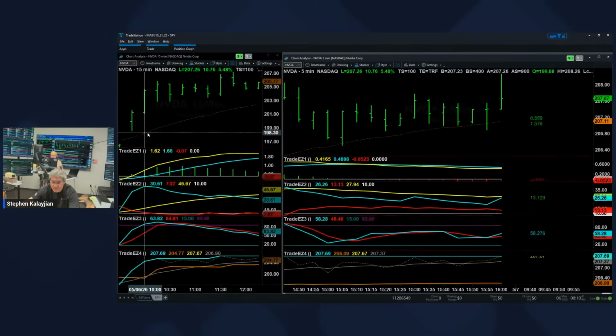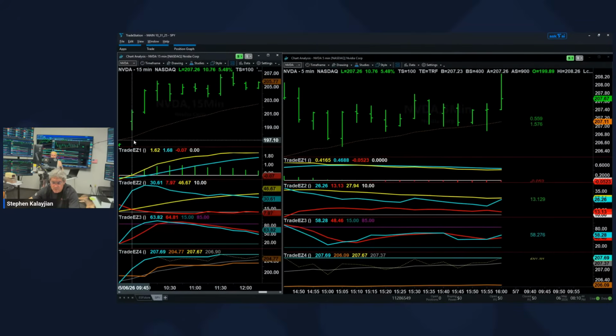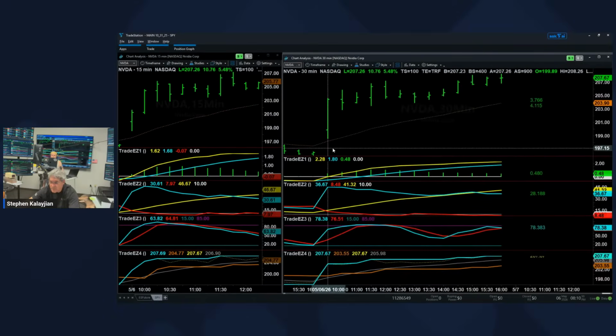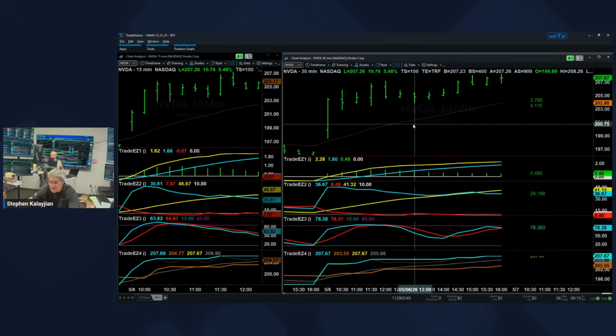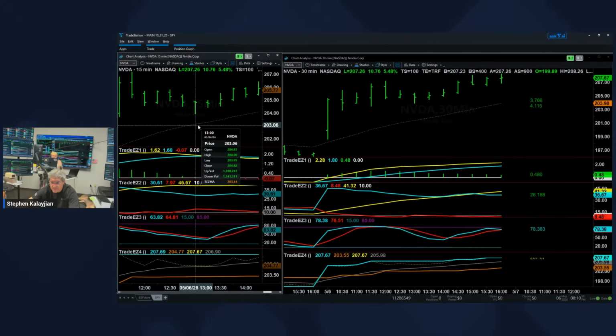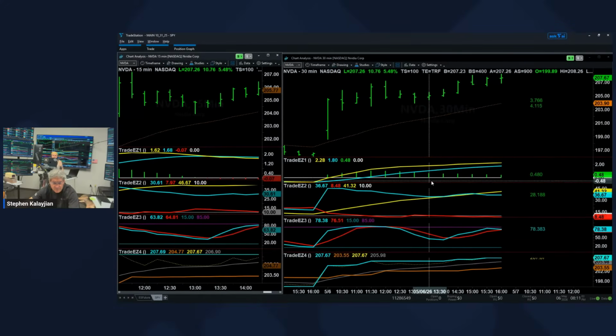So NVIDIA reversed to buy here on the 15. Boom. See that? 201. Then the 30-minute reverse to buy. Boom. Beautiful. Here's the bull flag right here. 1 o'clock. Set up beautifully right here. Look at that beautiful bull flag below 04. 15. ADXs are rising. This is an absolute Picasso.